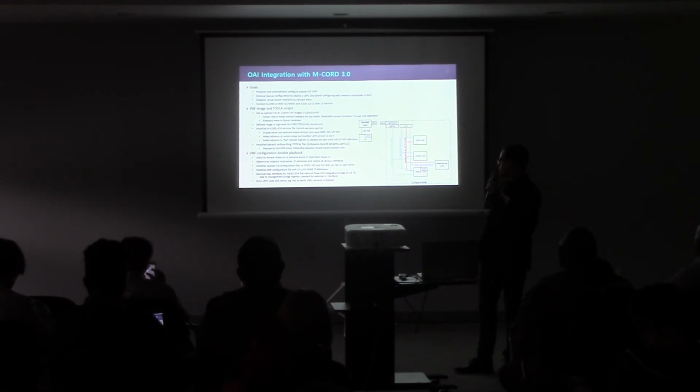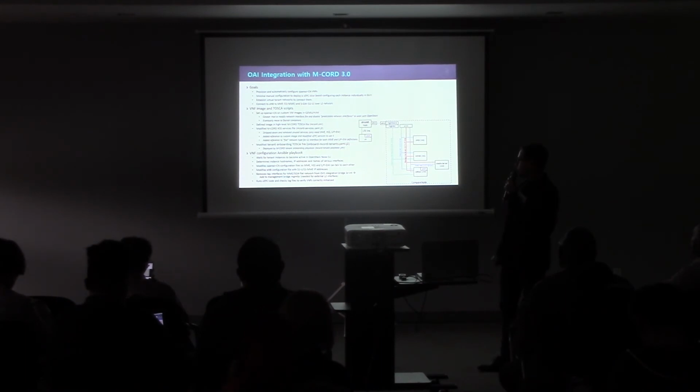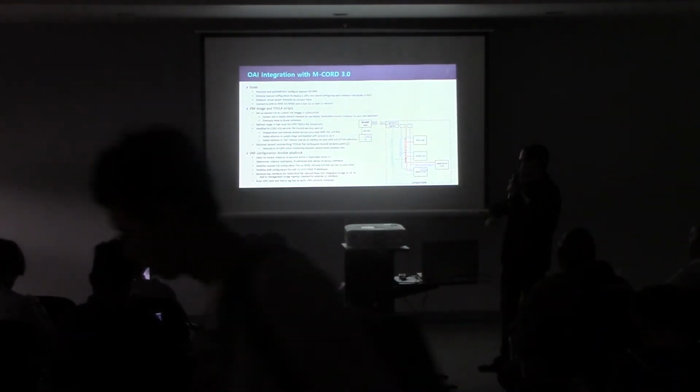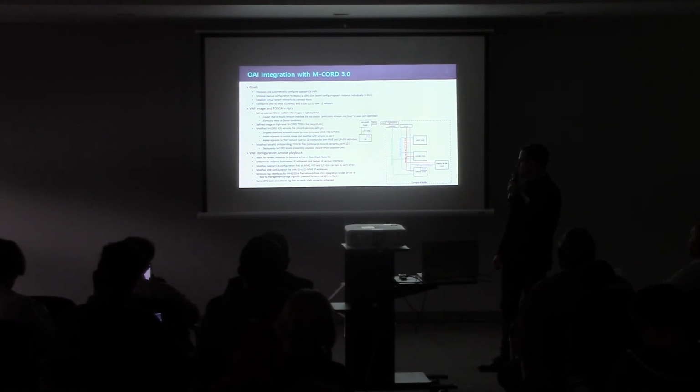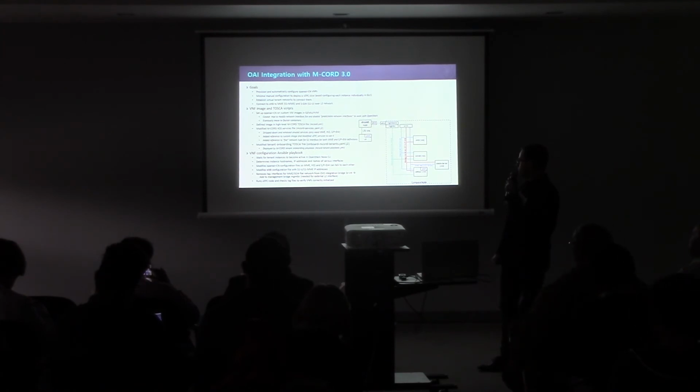First, I created a custom VM image where I have the OpenAirInterface code pre-installed, and then I simply had to go in and modify some of the TOSCA high-level M-CORD definitions in order to have the VNFs use this image. So I stripped down a lot of the services that were already defined in these TOSCA definition files, and was left with just the VNFs I was interested in, the MME, HSS, and SPGW, and modified those to use this custom image.